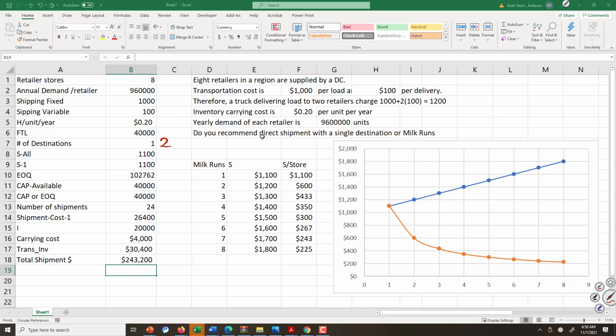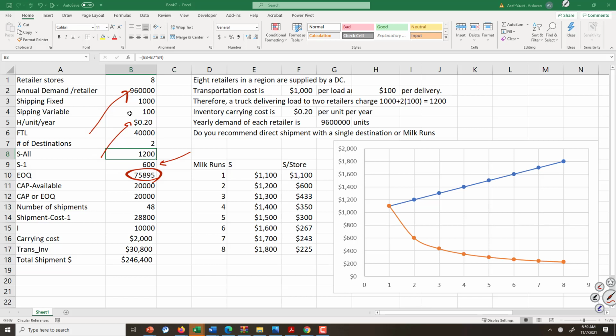Now let's look at milk runs with 2 destinations. This value will become 1,000 plus 200, which is 1,200. If I divide it by 2, that would be 600 per retailer. Now I have S equal to 600, H equal to 0.2, and each destination has a demand of 960,000. I simply put it into the EOQ model. Let's adjust these numbers. 2, so that is 600. This is this one, and we have this one, and therefore EOQ comes out this much, which is greater than the capacity of the truck, so we stay with the capacity of the truck.